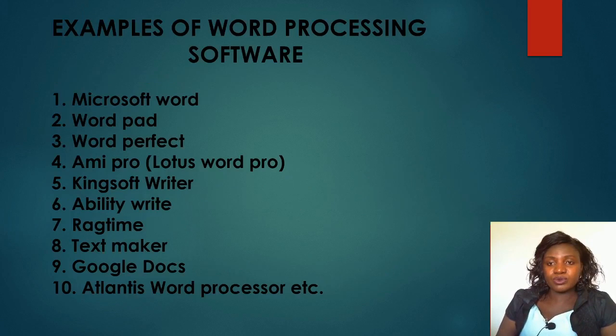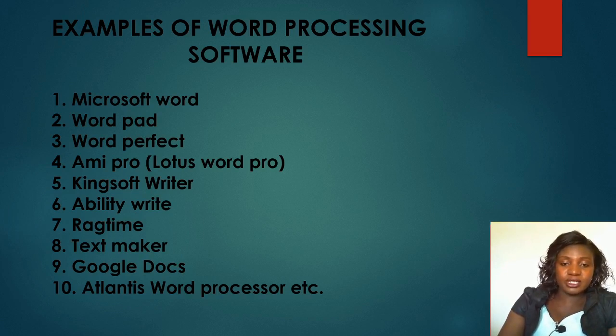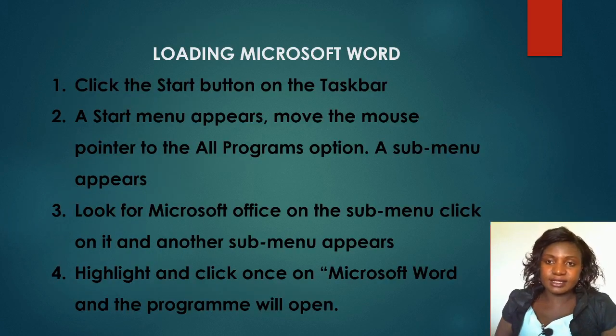Let's look at examples of word processing software. Well, there is a series of them, but we're going to consider 10 for this class. The first on my list is Microsoft Word. Second is WordPad. Another example is WordPerfect. Another example is Lotus Word Pro, Kingsoft Writer. Number 6, Ability Write. Number 7, Ragtime. Number 8, Text Maker. Number 9, Google Docs. Number 10, Atlantis Word Processor. Like I said earlier, there are several of them, but we'll just have this for this class.